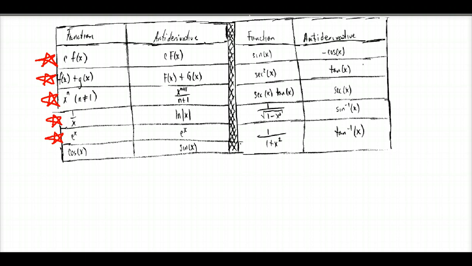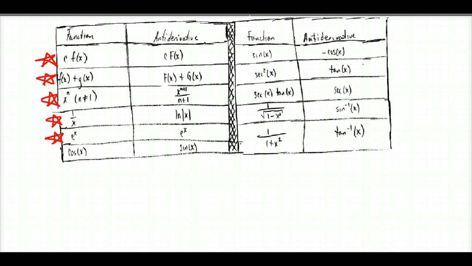Now what I have here is a nice little handwritten table that kind of tells us how to have a function and how to come up with its antiderivative. And so here you'll see I have some stars by some of the ones that we want to focus on.